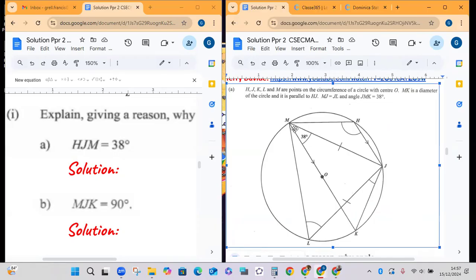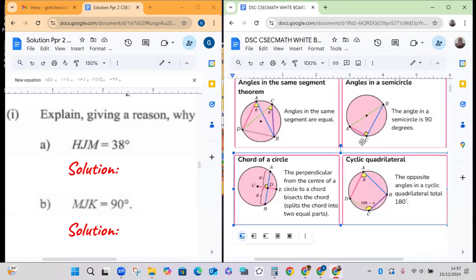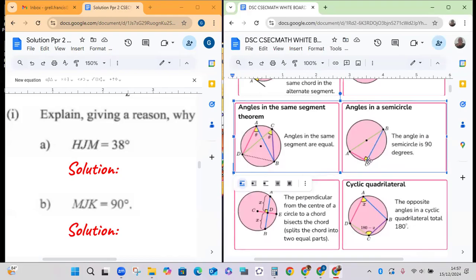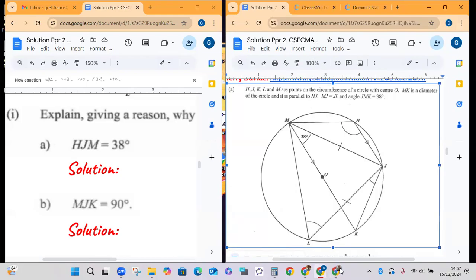And you also have a diameter MK, and then you have MKG. So that's angles in a semicircle, 90 degrees. So there's a 90 degrees. And KGM is 90 degrees. Okay.